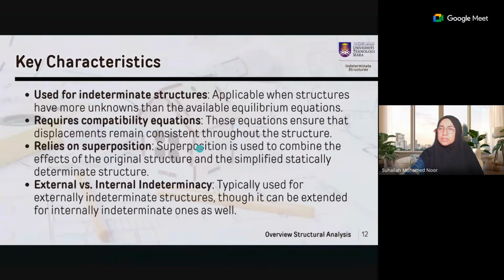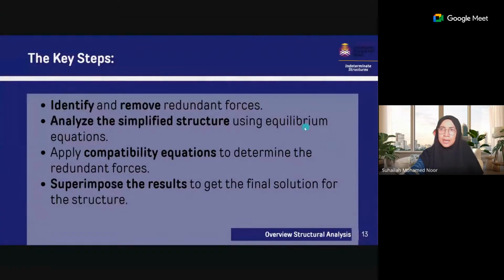Okay. This is for you just to read. So this note, I have put the link in the Telegram, right? Okay, this is about the key characteristic for analyzing indeterminate structures. And this is the key step: identify and remove redundant forces. And then we will analyze two determinate structures. It is called as primary structure and redundant structure.